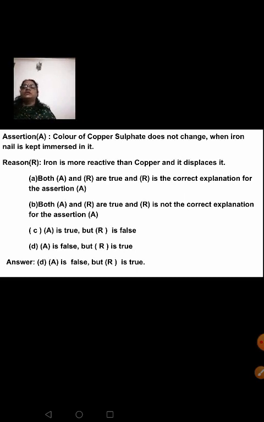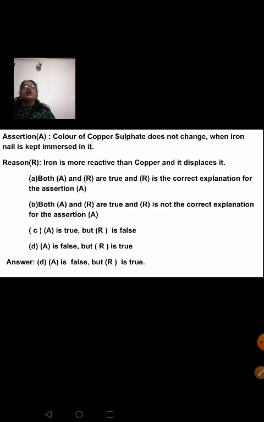Now let's go to the options. Both A and R are true and R is the correct explanation for the assertion. Before going to that part, the first part itself is wrong. Both A and R are true? No, A is a false statement. Second option, both A and R are true. Again, A is not a true statement. A is true but R is false? No, A is a false statement. A is false but R is true.